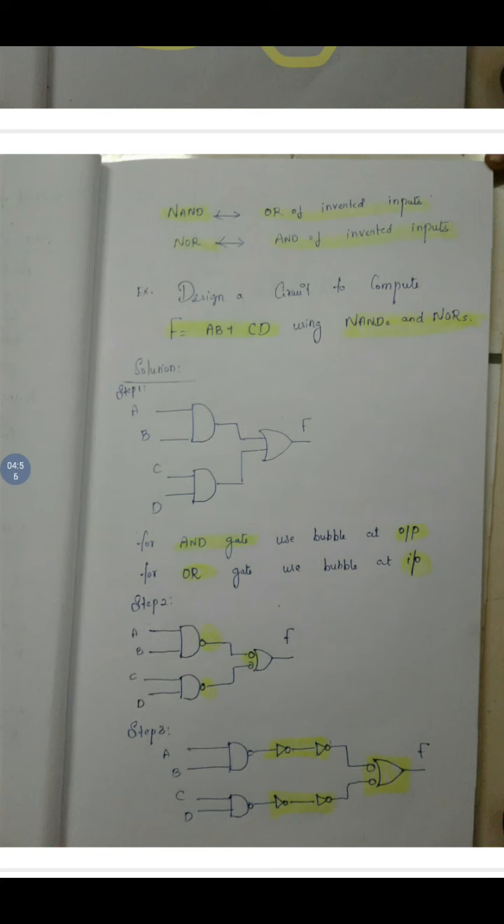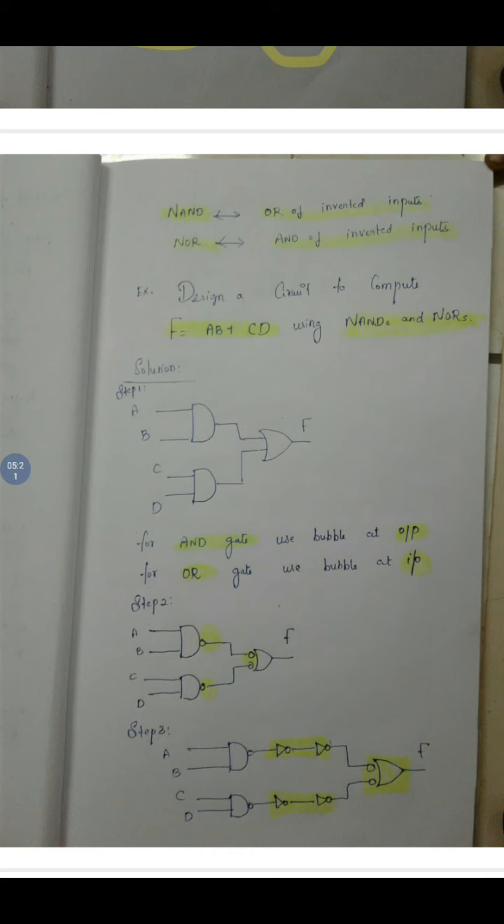Generally we know AB plus CD: AB is an AND of two inputs, and CD is another AND of two inputs, C and D. These two must be added, as the plus symbol shows, so they must be combined with an OR gate. So this is the general gate expression for the given function F. And now our work is, using the bubble pushing concept, to convert this into NAND form.